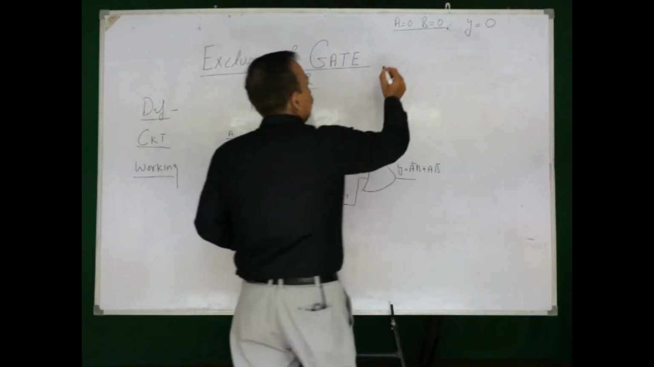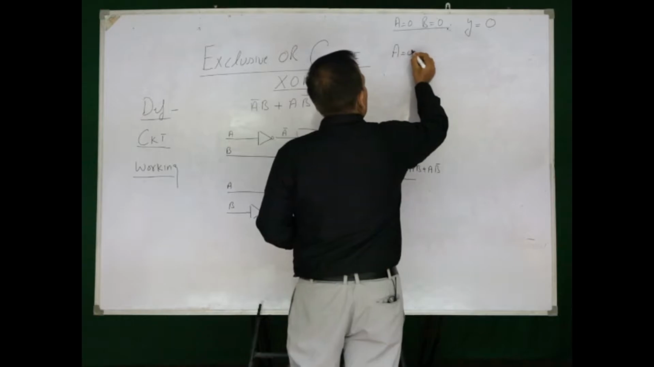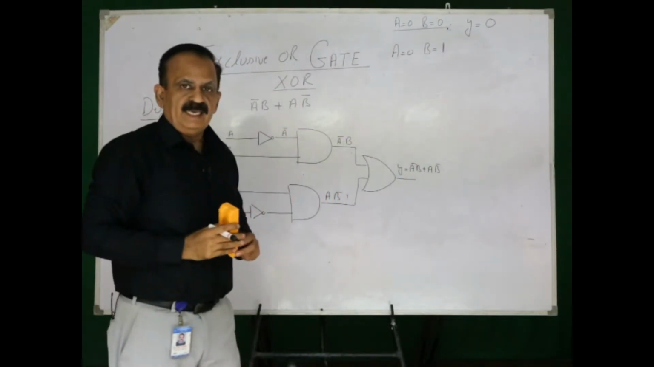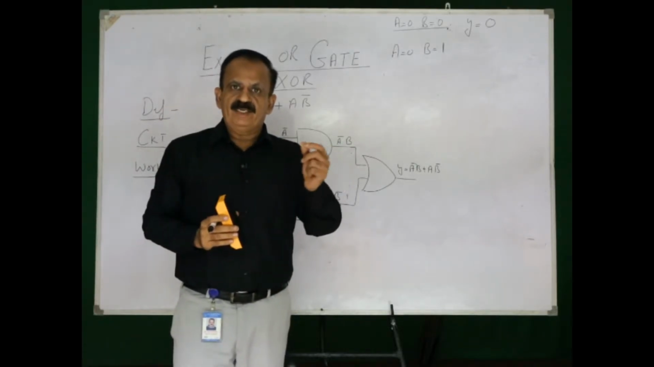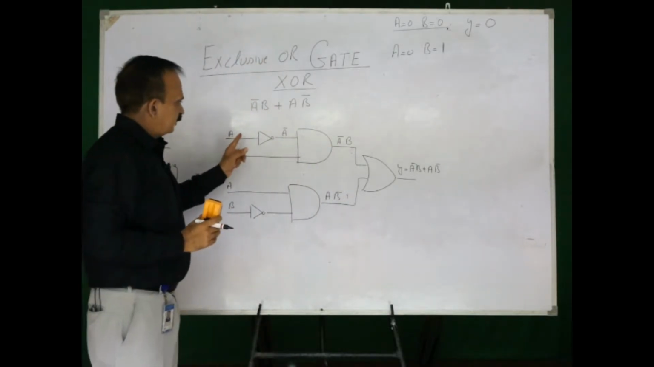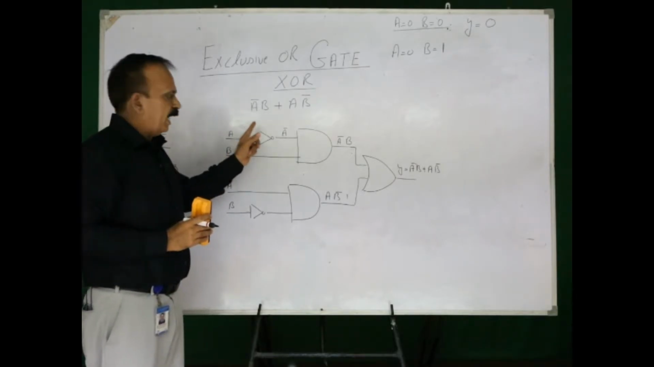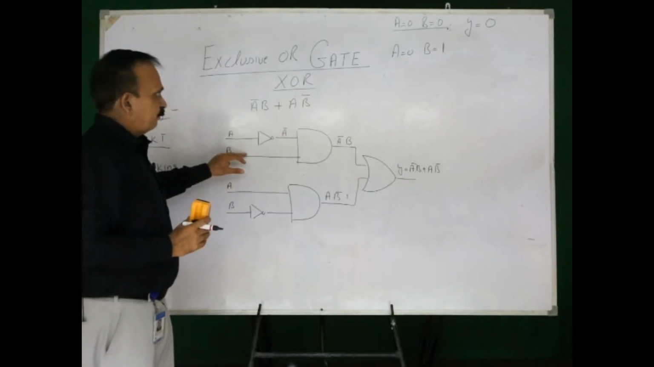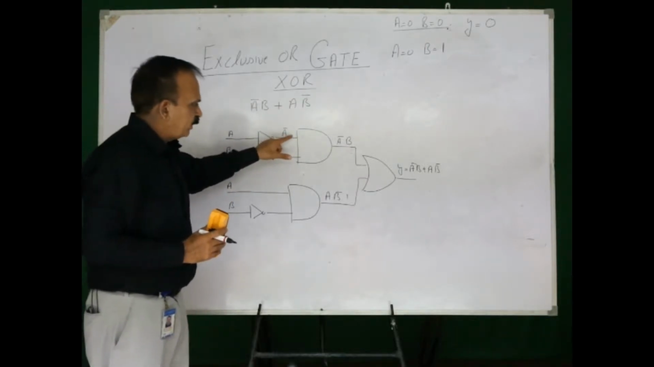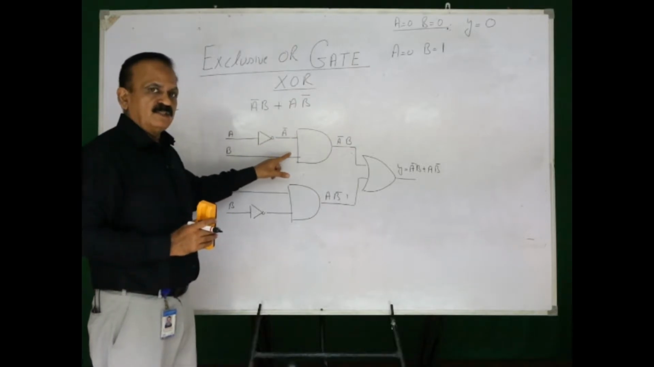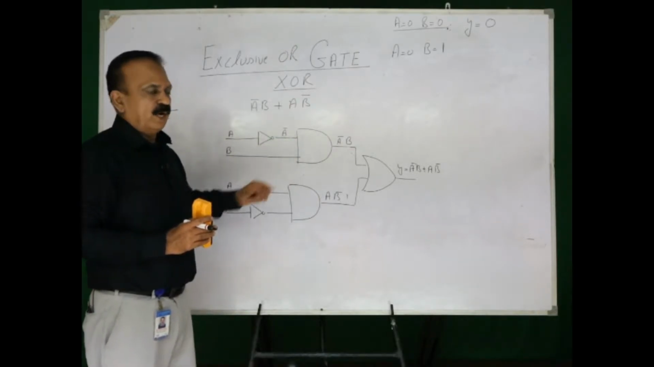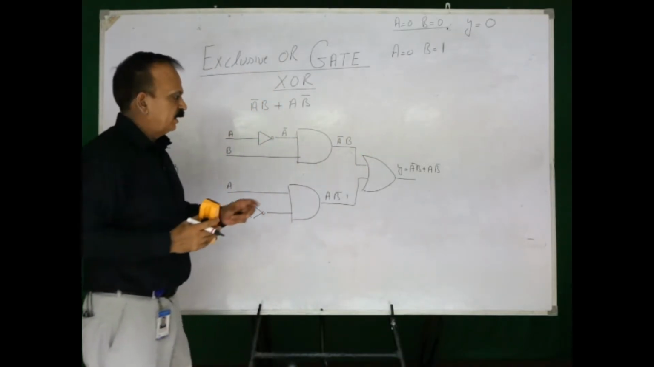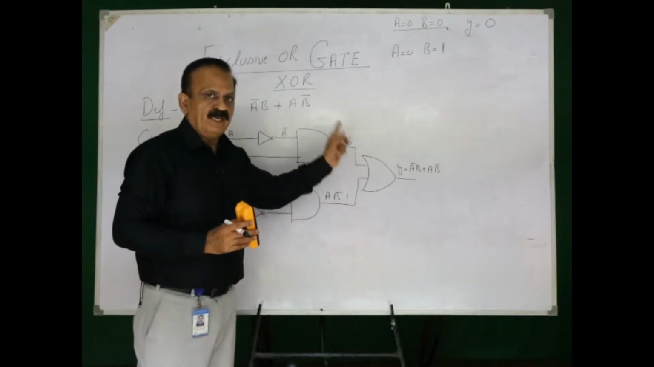The next case, let it be A is equal to 0 and B is equal to 1. That is, A is equal to 0 and the value of B is equal to 1. Now, since A is equal to 0, I hope the value of A bar is going to be 1. On the other hand, B is 1. So both of these values are 1. Since both the inputs of the AND gate are equal to 1, this result will be equal to 1. A bar B, this value is going to be 1.